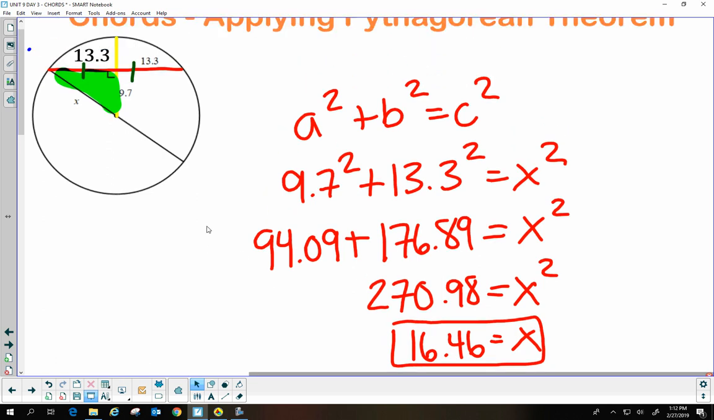The other thing that's cool here is that the hypotenuse in this triangle also happens to be the radius of the circle. And so now if I wanted to, I know the radius, I could find the diameter. I know the radius, which is also the same as this yellow piece. So this yellow piece is also 16.46. I know this part of it's 9.7, so I could find how long that segment is. So this really helps us find a lot about what's going on in a diagram.